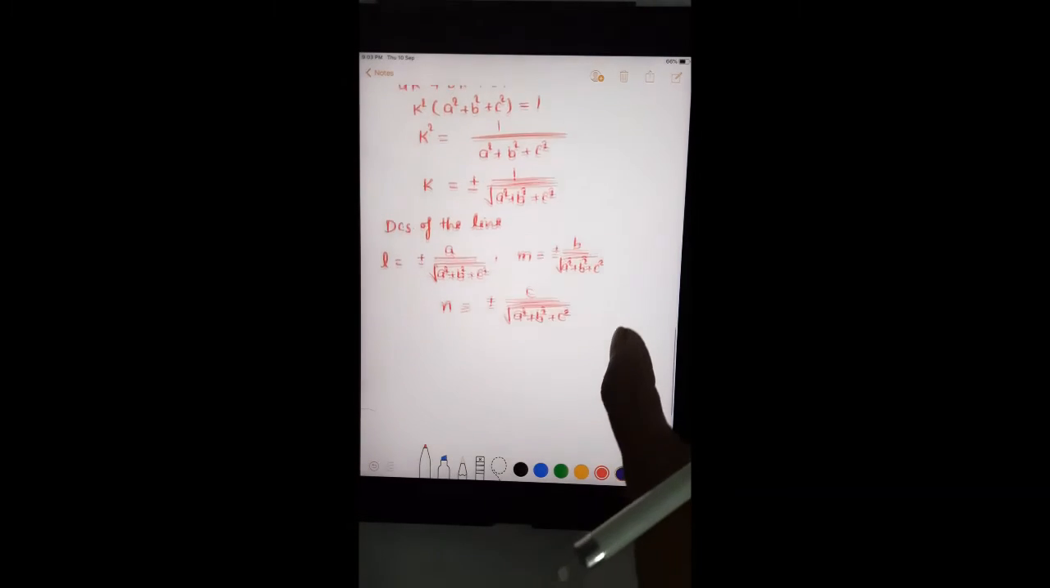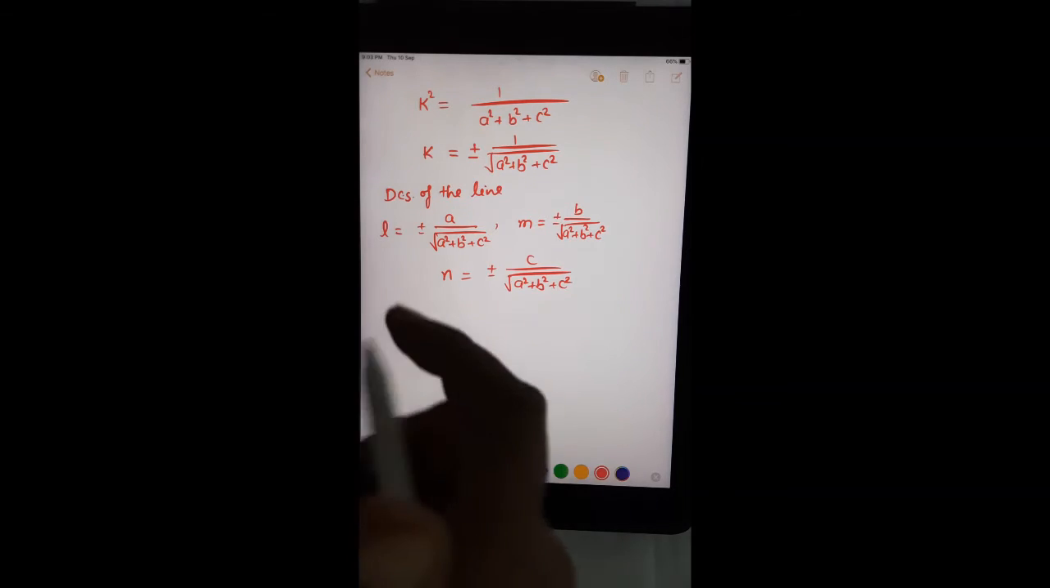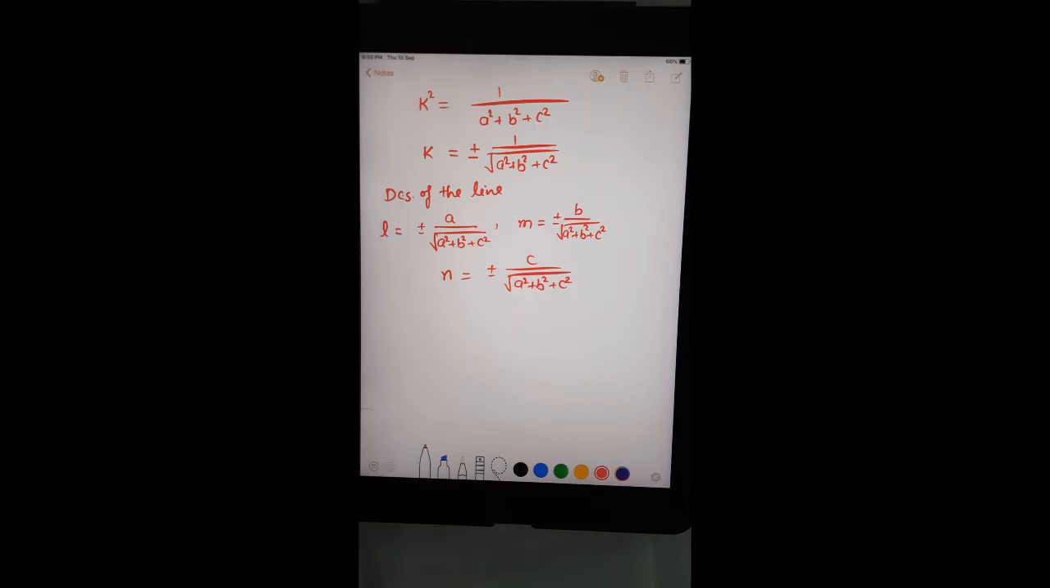So depending on the desired sign of K, either a positive or negative sign is to be taken for L, M, N. We have already discussed there are two sets of direction cosines, L, M, N and minus L, minus M, and minus N. That's why here positive and negative both signs have been taken, right?